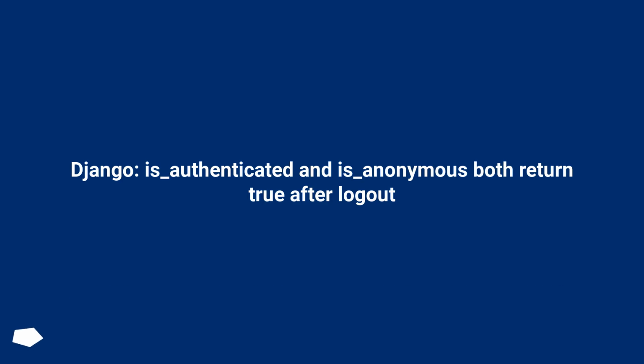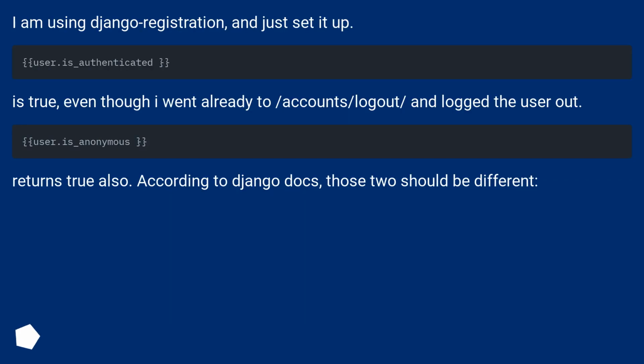Django is_authenticated and is_anonymous both return true after logout. I am using Django registration and just set it up. Is true, even though I went already to /account/logout/ and logged the user out. Returns true also. According to Django docs, those two should be different.